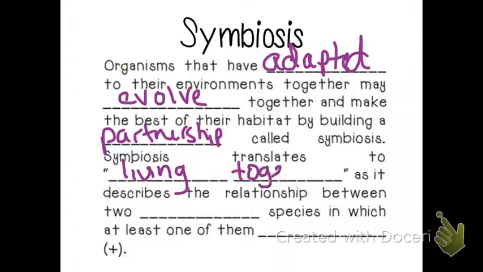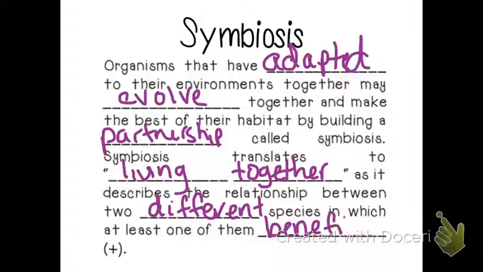So when we're talking about symbiotic relationships, we're talking about organisms that live together, and in order for it to be a symbiotic relationship, it has to be between two different species. So we're not talking about relationships between the same species, but between two completely different species, and in order for it to be symbiotic, at least one of them has to benefit from the relationship. There are 4 different types that we're going to talk about during this video lesson, and you need to know and be able to recognize the differences between all 4.